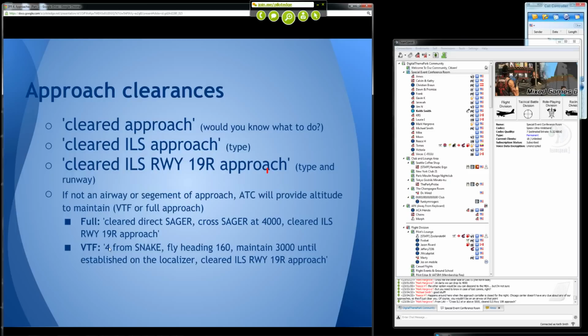That's the one additional piece of information that's required in a vector to final. They must give you your current position relative to one of the fixes on the approach. They won't always give you a heading, by the way. This approach clearance may be split up.